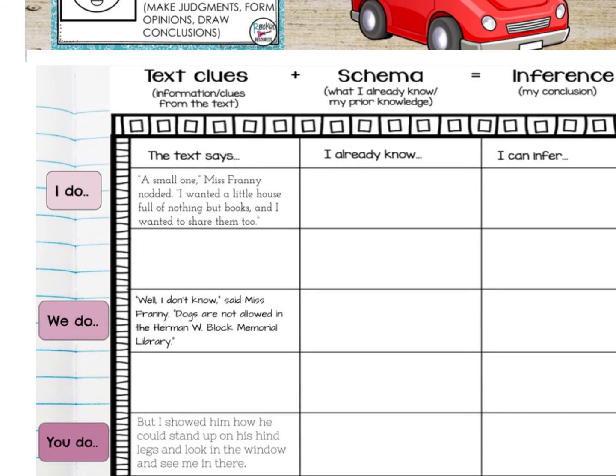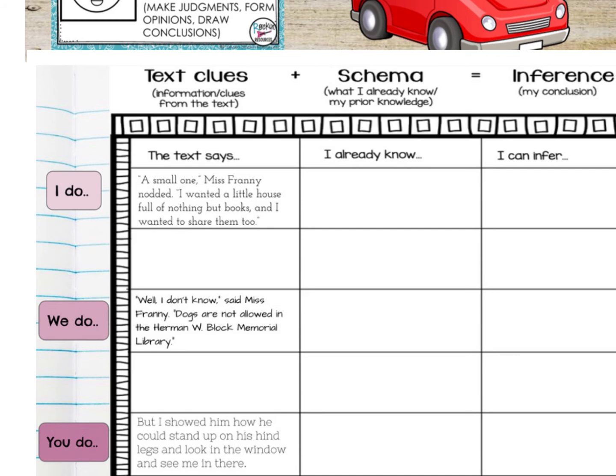"A small one," Miss Franny nodded. "I wanted a little house full of nothing but books, and I wanted to share them too." I'm going to reread it because inside this clue is what I need to make an inference. So Miss Franny is speaking, retelling her story about asking for that library from her father when she was a child. "A small one," Miss Franny nodded. "I wanted a little house full of nothing but books, and I wanted to share them too."